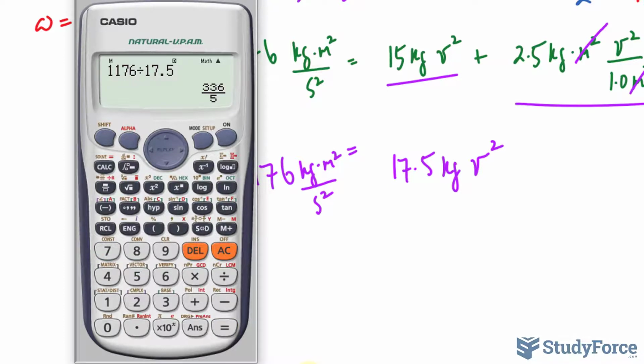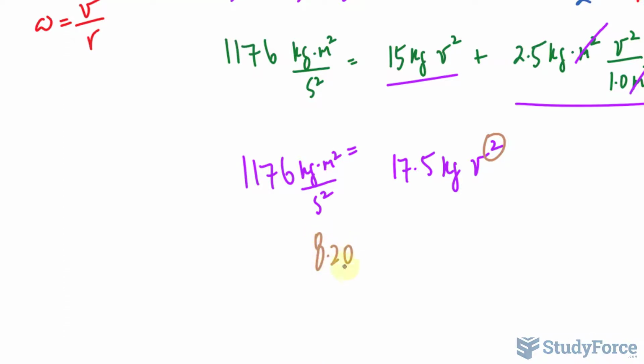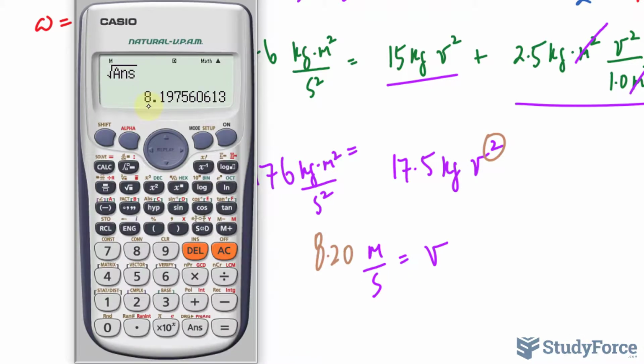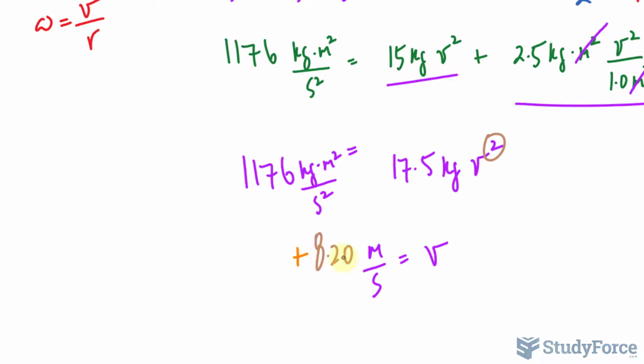And then we will square root both sides to get rid of this power of 2, where we end up getting the linear velocity. So the square root of this number is 8.19, which I'll round to 8.20, and the units should be meters per second. Now remember, when you square root a number, you get a positive and negative version, but we will only consider the positive version because the negative version doesn't make any sense in this case. So we have the linear velocity.